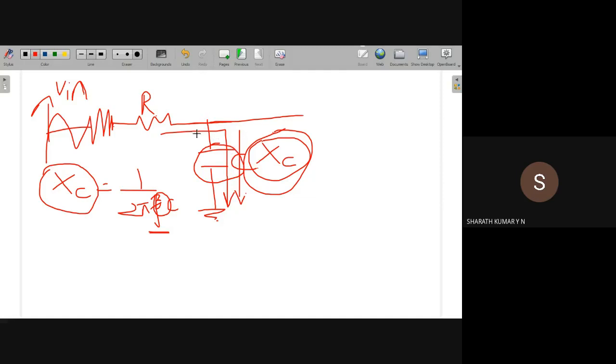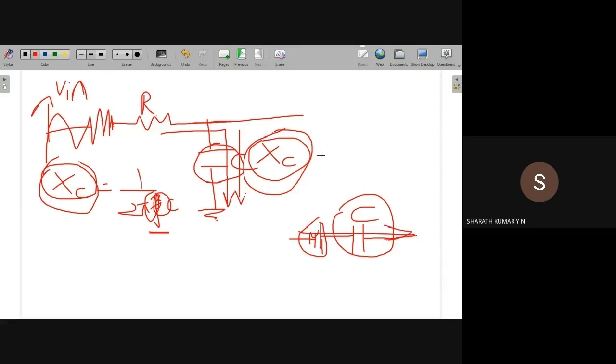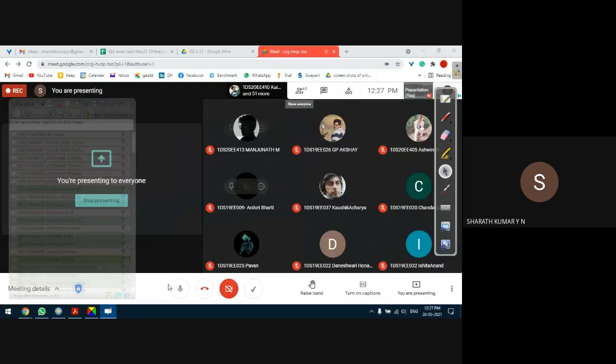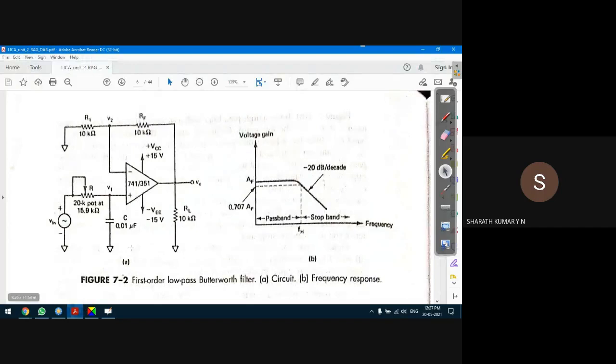When we apply a DC signal to a capacitor, the impedance of the capacitance is very, very large. So that's why it acts as a DC blocking element. Whereas if it is an AC signal, it depends on the frequency. The higher the frequency, the more the capacitor acts as an AC short. That's it. So that characteristic is used in the low pass filter.